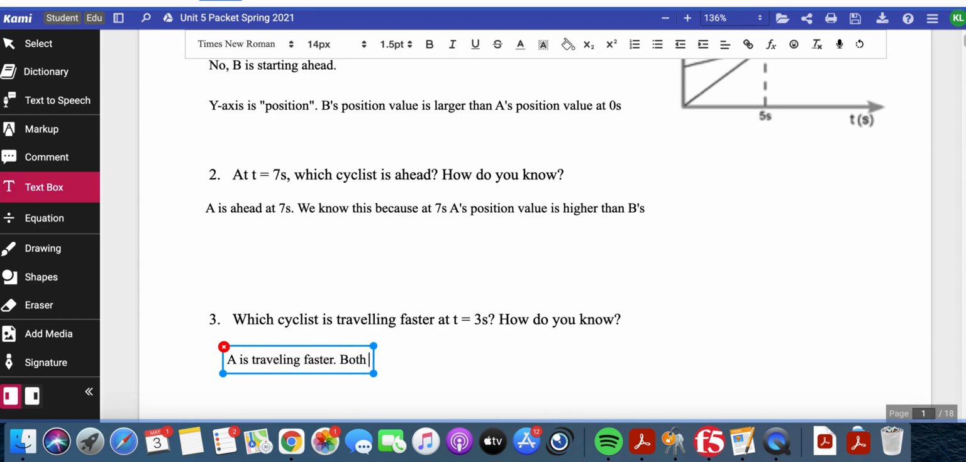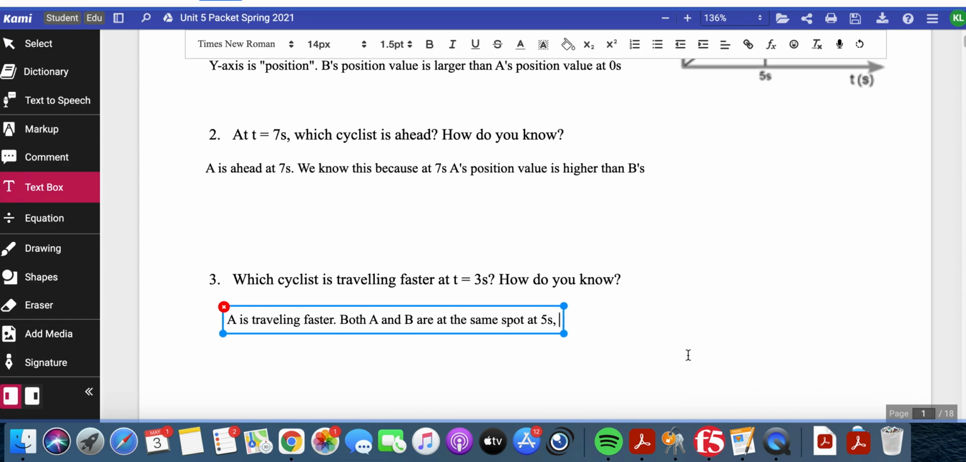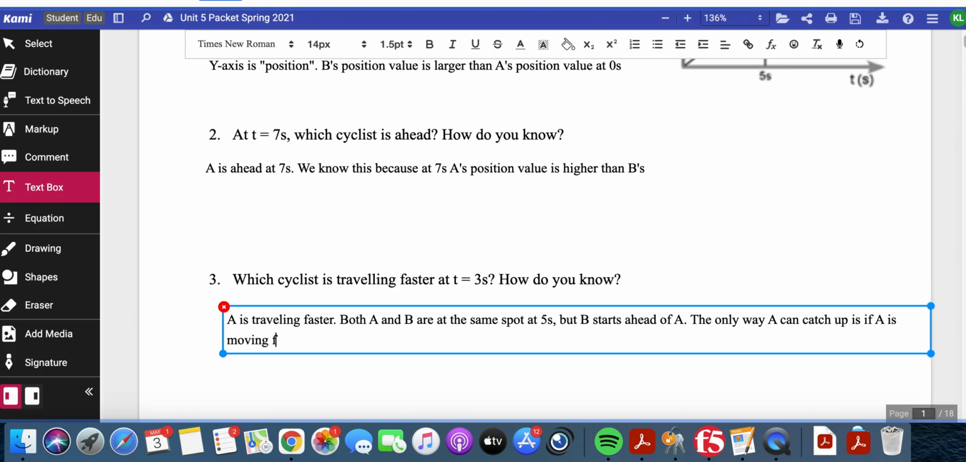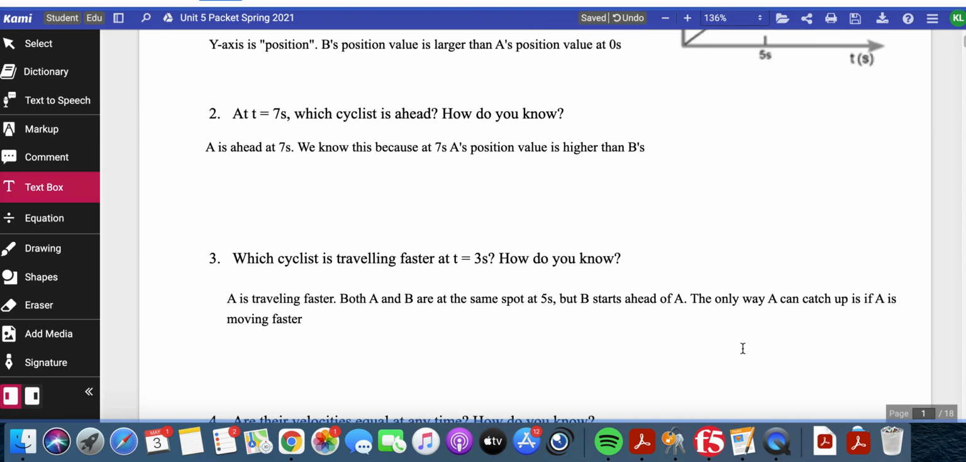So both A and B are at the same spot at 5 seconds, but B starts ahead of A. The only way A can catch up is if A is moving faster. Okay?